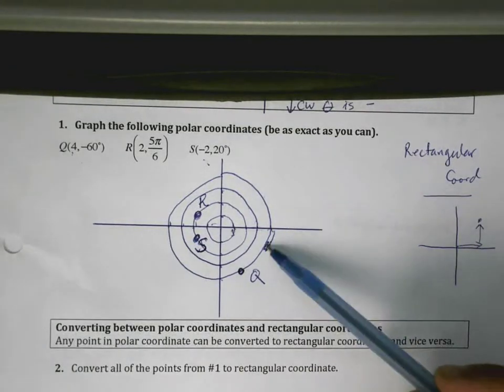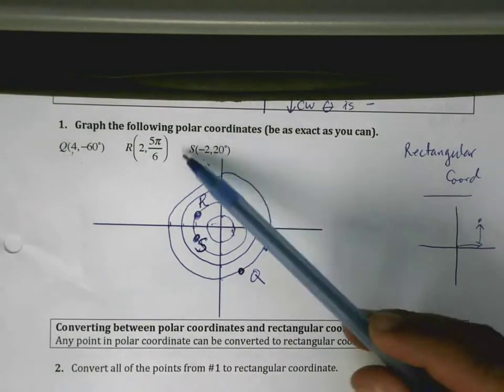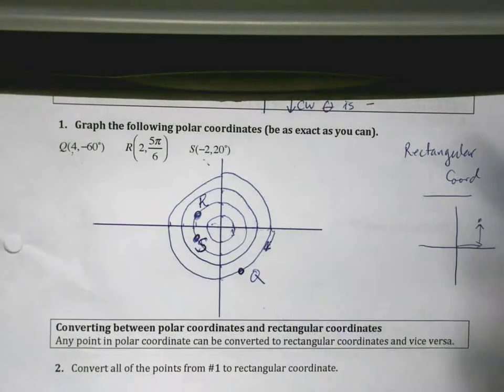So again, the main idea here is that polar coordinates are just another way of identifying points. Instead of going left or right some amount and then going up or down some amount, we just go some direction and then we rotate.